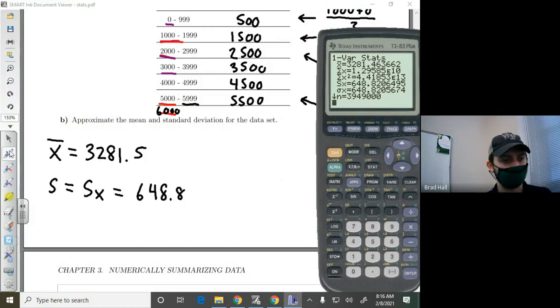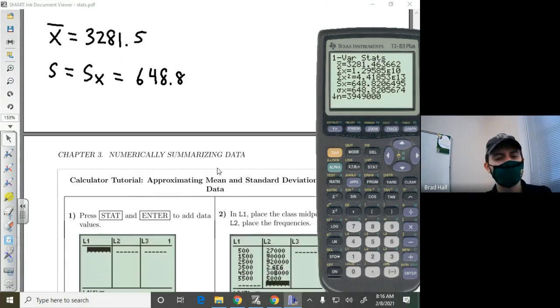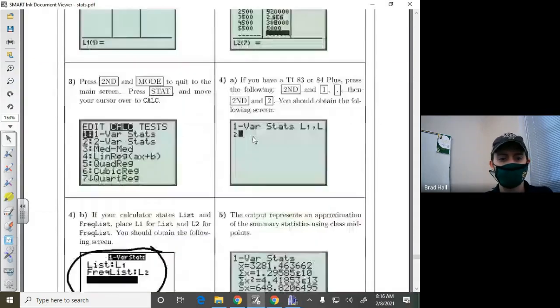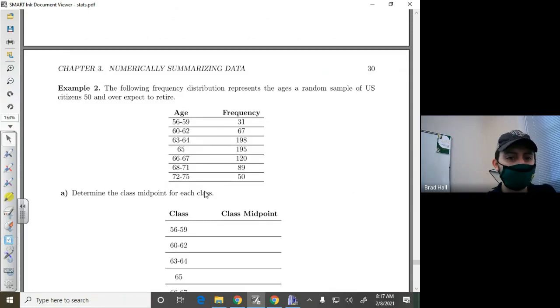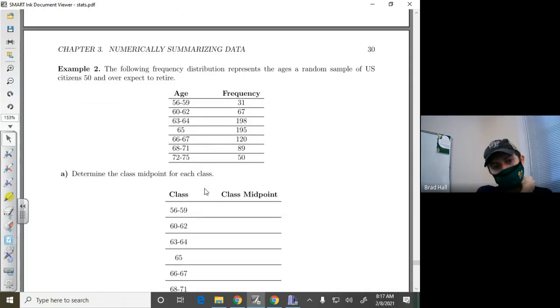Does anyone have any questions about this before we look at another example of this? If not, let's look at a situation where the groups are not uniform, as in some of the groups are larger or smaller than others. So there were US citizens 50 and over that were surveyed about when they expect to retire. And then here were the anticipated ages that they provided.